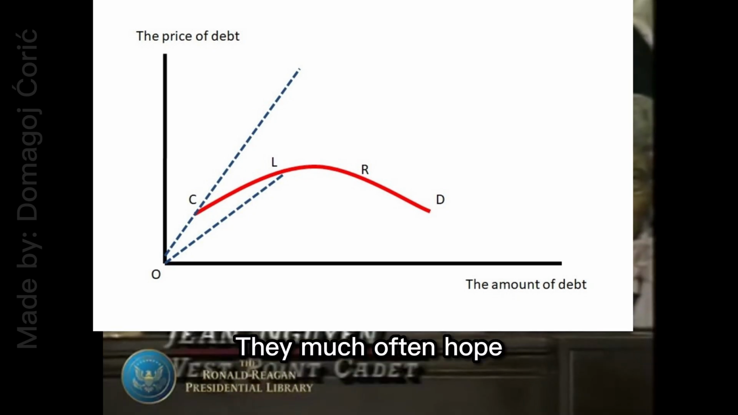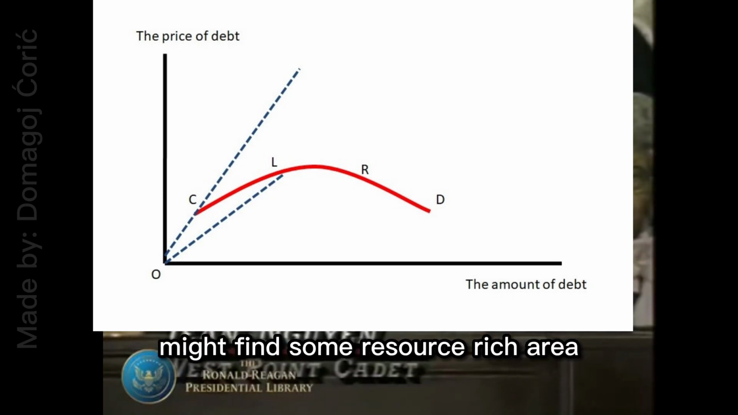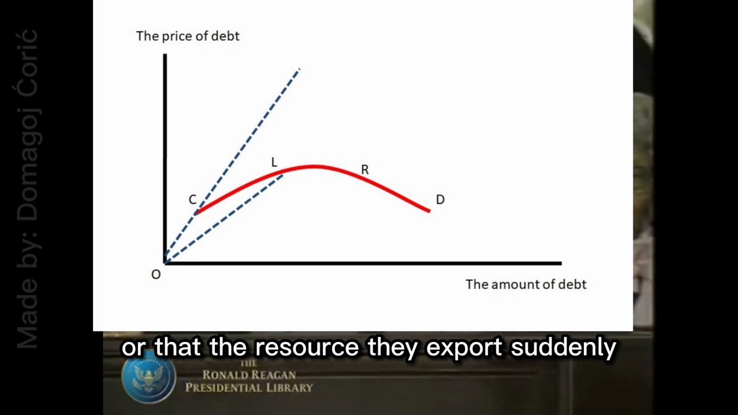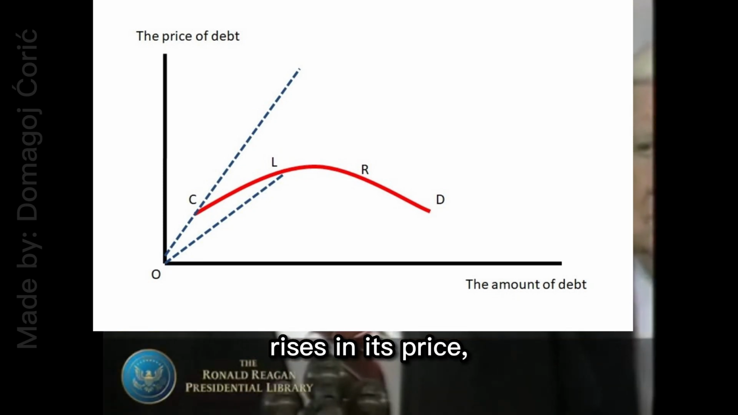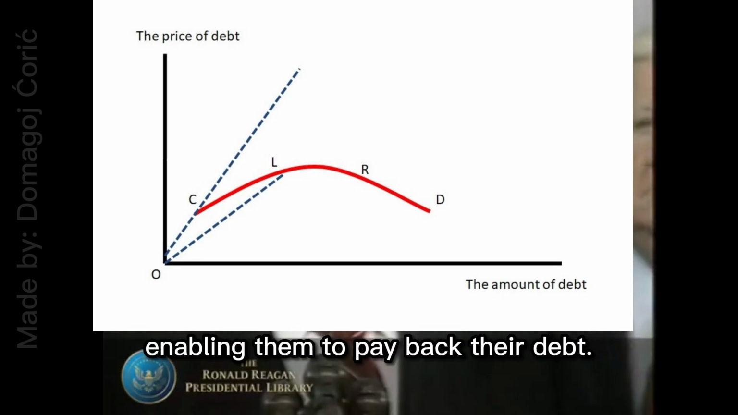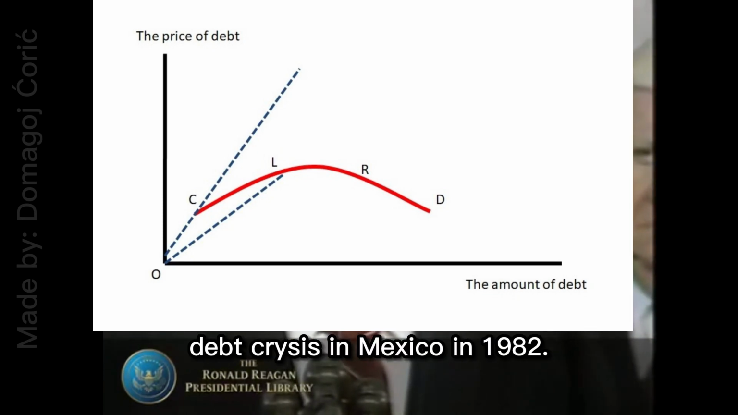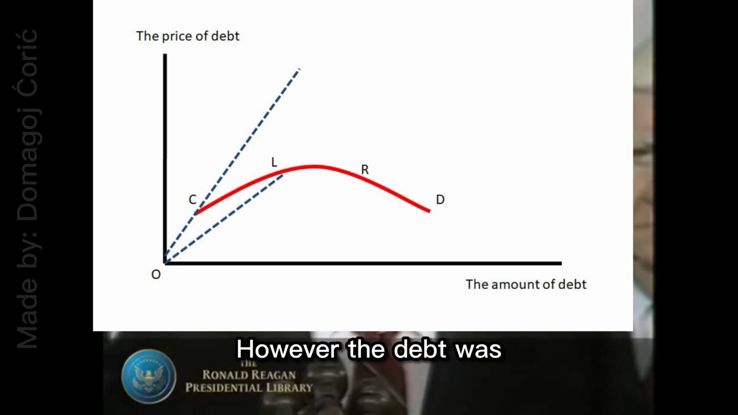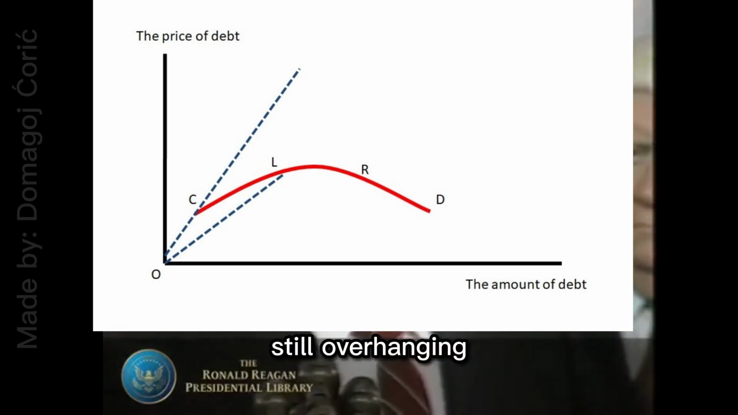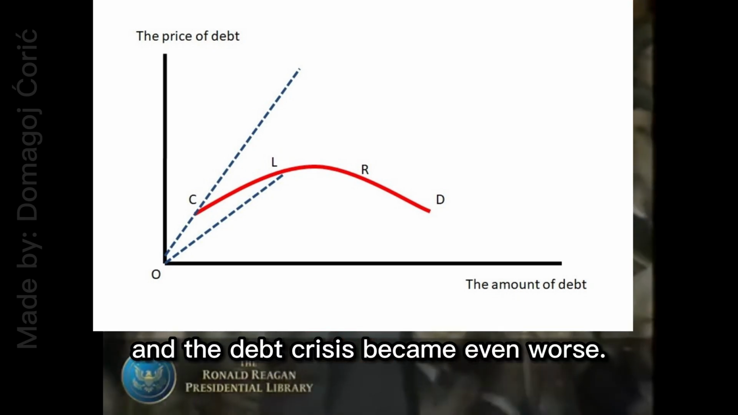They much more often hope that the country might find some resource-rich area, or that the resource they export suddenly rises in price, enabling them to pay back their debt. This is how James Baker approached the debt crisis in Mexico in 1982. However, the debt was still overhanging and the debt crisis became even worse.